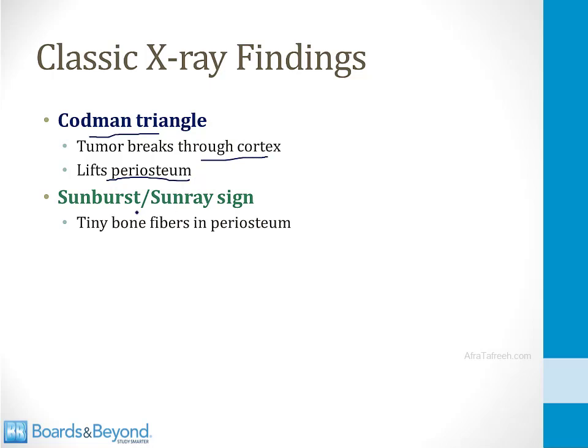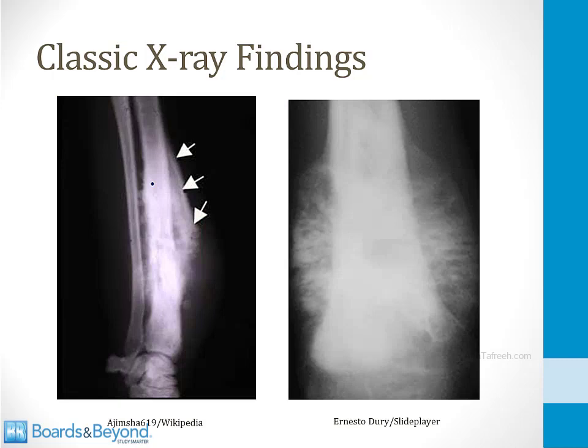The second classic finding is called the sunburst or sun ray sign. This happens because of tiny bone fibers that form in the periosteum, making the tumor look like a sunburst. On the left side of the screen is a Codman triangle. This is the periosteum here.